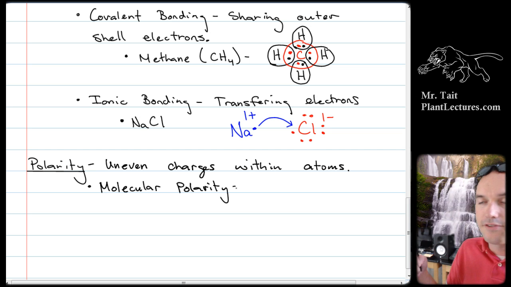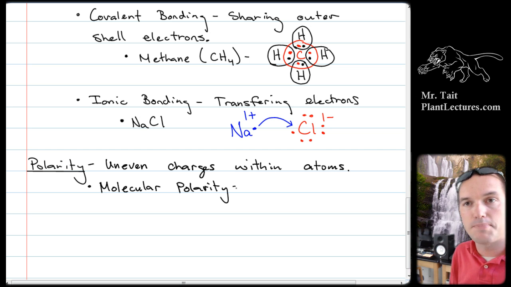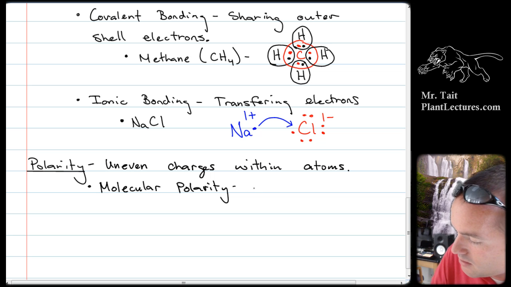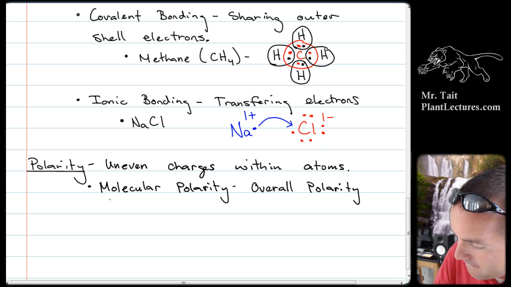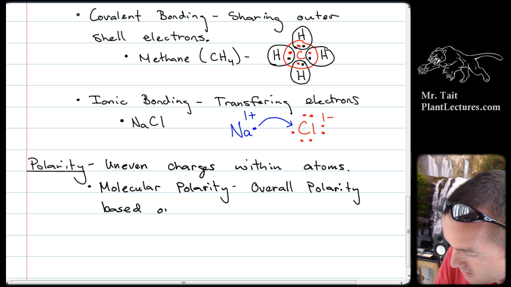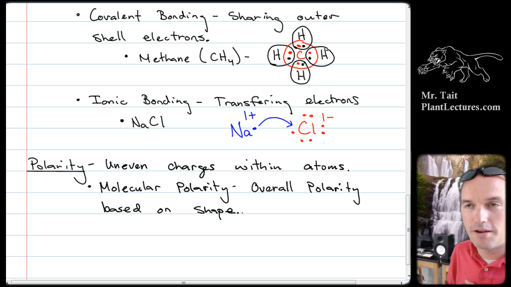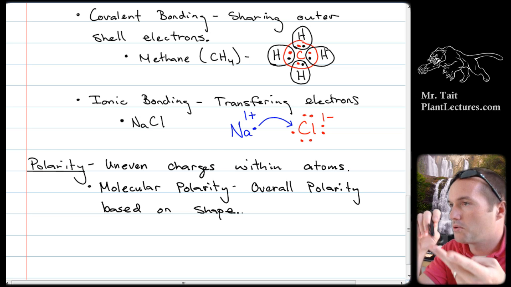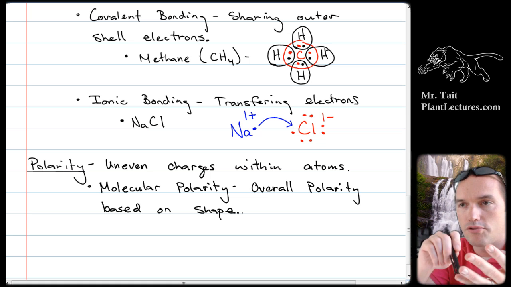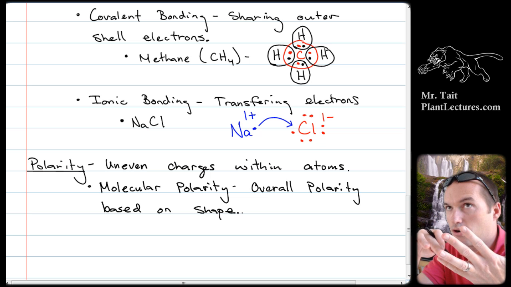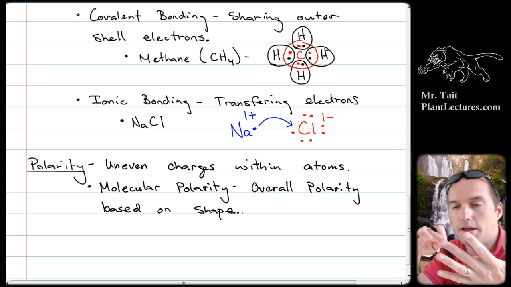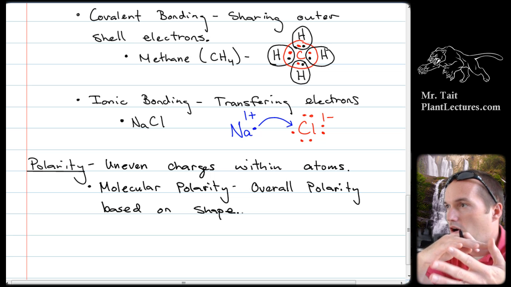Okay, and molecular polarity has to do with the overall polarity of the molecule, and it's based on its shape. Okay, you might remember the shapes from chemistry. It's not super important that you do. The non-expanded shapes are just bent or linear, and then trigonal planar or trigonal pyramidal, and then tetrahedral. Of those, bent and trigonal pyramidal are polar, and trigonal planar, linear, and tetrahedral are nonpolar.